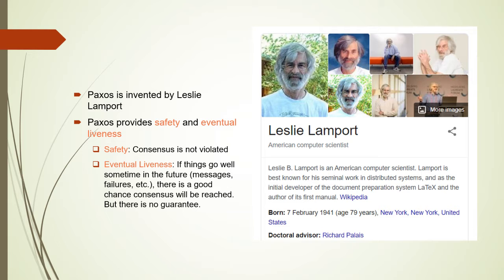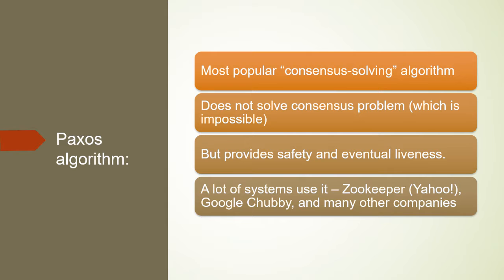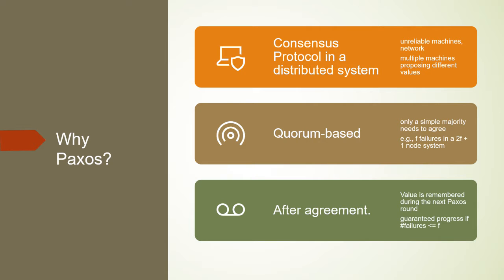And the main algorithm which is used to implement this is Paxos, which was invented over a decade ago by Leslie Lamport and is mostly used for getting computers which can talk with each other to agree on something. Important because we have unreliable machines and network and also multiple machines proposing different values. The main advantage of this algorithm is that it's quorum based, so only a simple majority of the live servers which are present in the cluster is required for the whole cluster to agree on something.